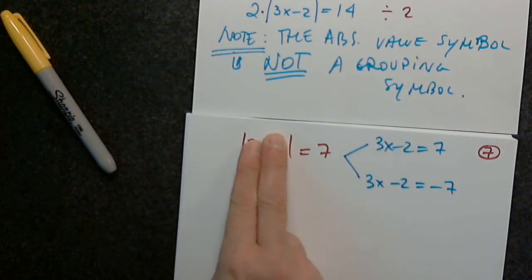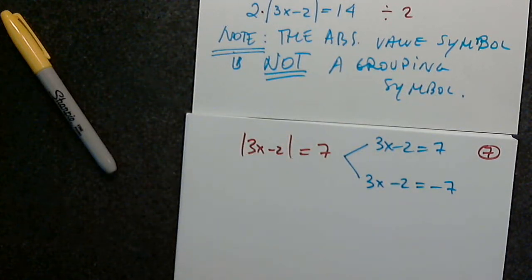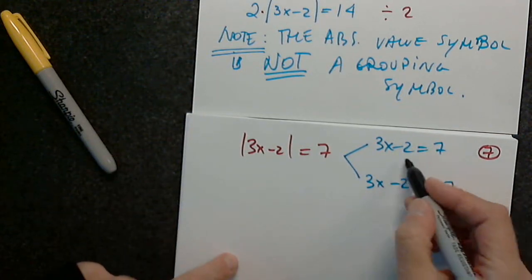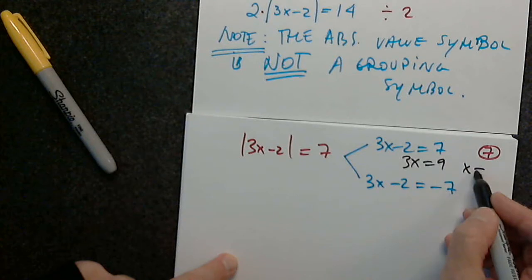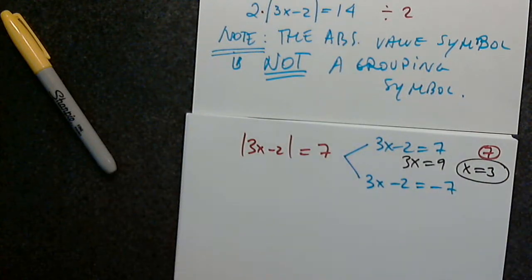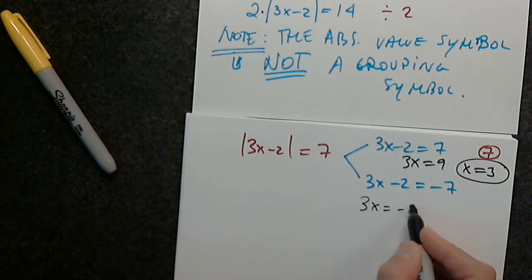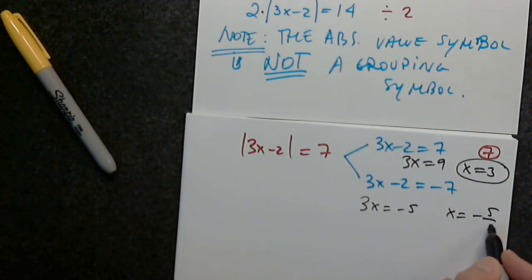So the inside could be 7 or negative 7, obviously. So 3x, I move 2, I get 9. 3x equals 9, therefore x equals 3. On the other one, we have 3x equals negative 5, or x equals negative 5/3.